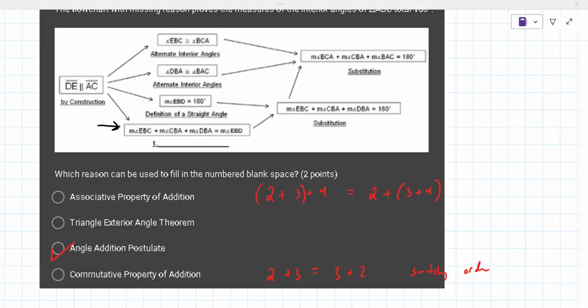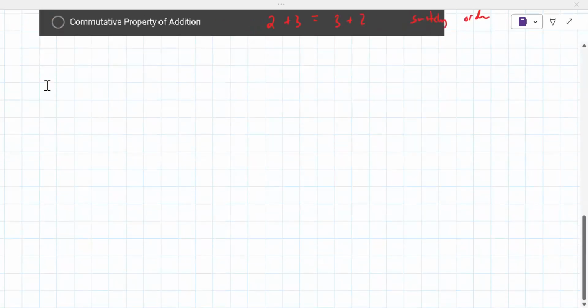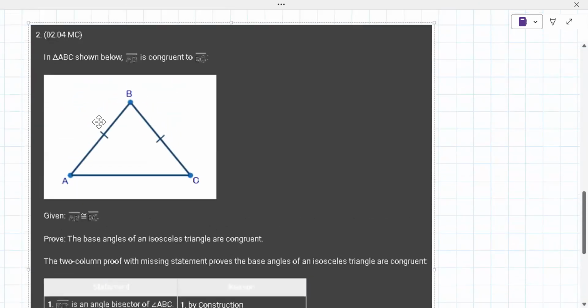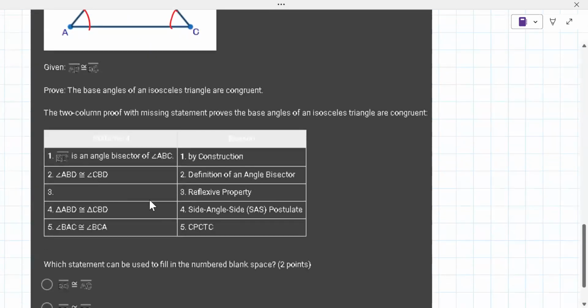Okay, so here we go, another proof. In triangle ABC, below, something is congruent to something. We're trying to prove that the base angles are congruent. So this proof does that, and you have to figure out what goes in this position. The reflexive property always means that something is equal to itself.